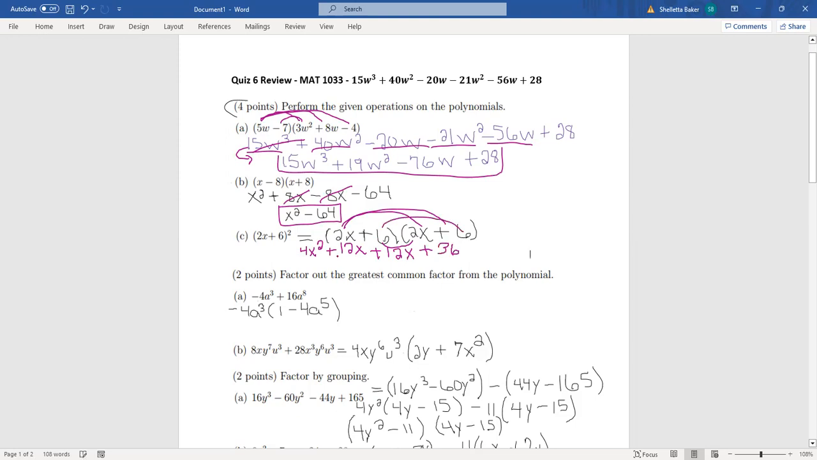We want to combine like terms, which would be these two terms in the middle. So we have 4x squared plus 24x, right? 12x plus 12x, plus 36. That's our answer.